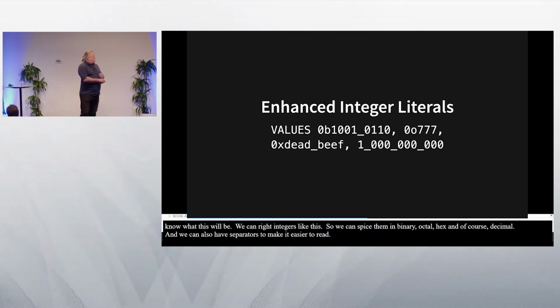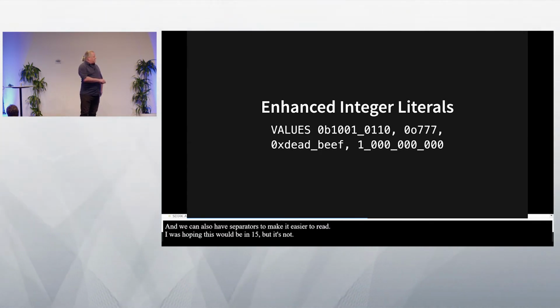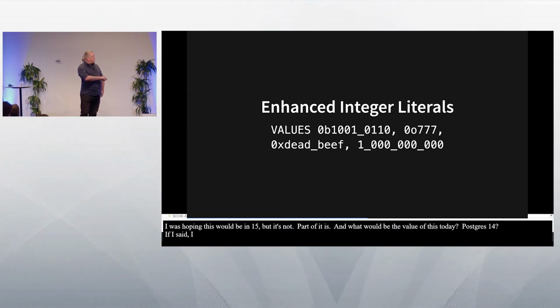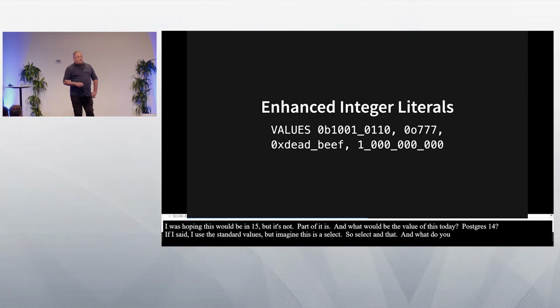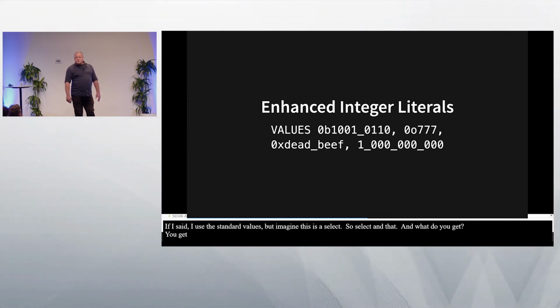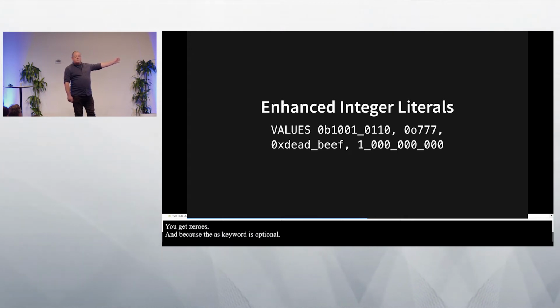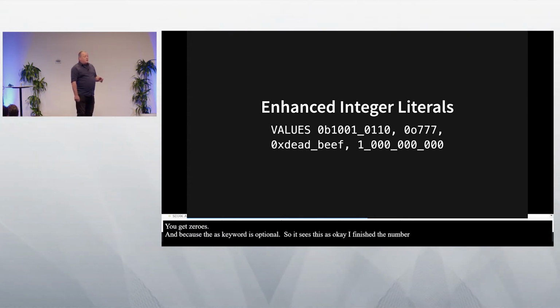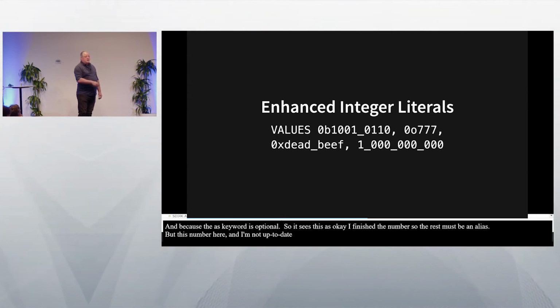And that is, what would be the value of this today in Postgres 14? If I said, I use the standard values, but imagine this is a select. So select and that, what do you get? You get zero with an alias of B1001 or not. Because the as keyword is optional. So it sees this as, okay, I finished parsing a number, so the rest must be an alias. But this number here, and I'm not up to date on my binary, is not zero. That's more than zero.